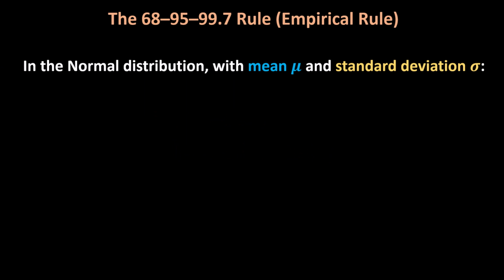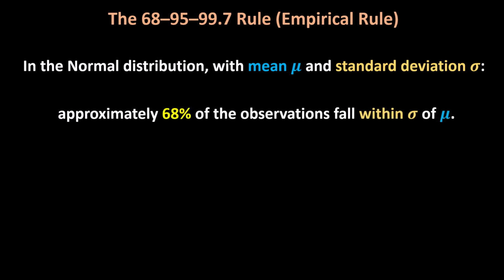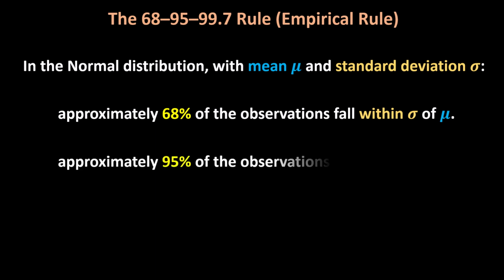In this video, let me explain the 68, 95, 99.7 rule, or we can say the empirical rule. In the normal distribution with mean mu and standard deviation sigma, approximately 68% of the observations fall within sigma of mu. Next, approximately 95% of the observations fall within 2 sigma of mu.